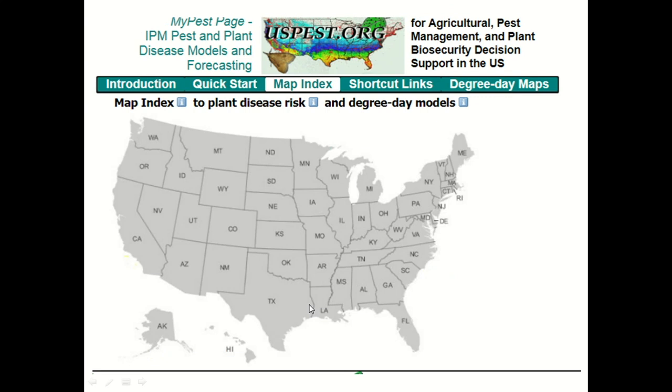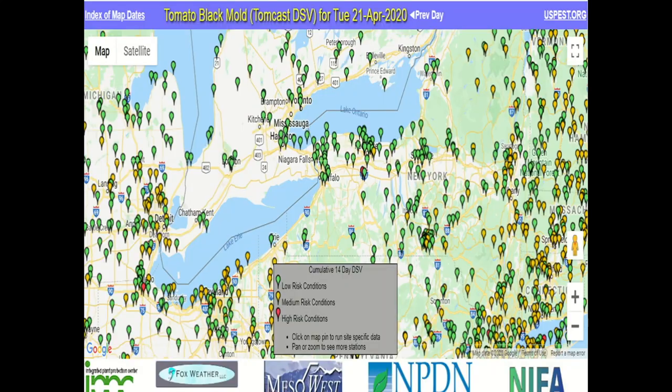Now third is the map index. This online forecasting model can also prepare a map, and in this map the intensity of the disease is given: highly risky area, medium risky area, low risky area. We can see in the next slide. So here is one example of tomato black mold, and in the map you can see the low risk area with green dots, medium risk area with yellow dots, and high risk area in red. So by seeing this map we can conclude that the high risk areas, marked by the red portion, should not adopt the tomato crop.